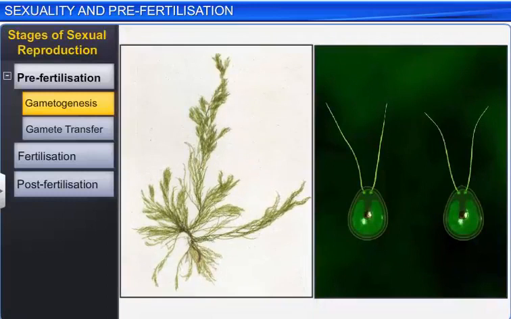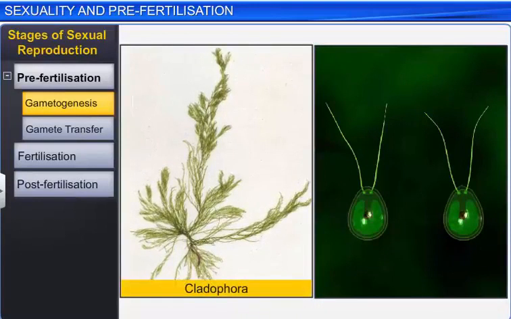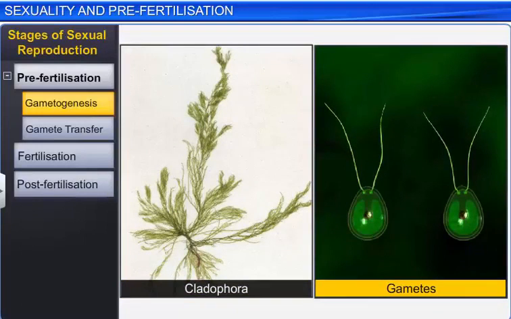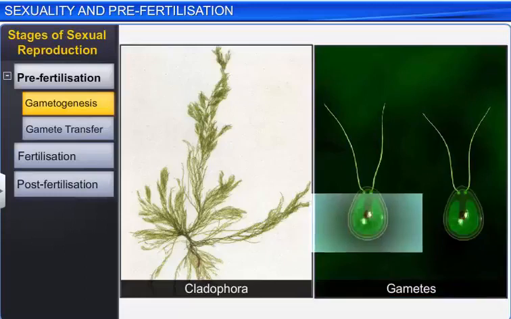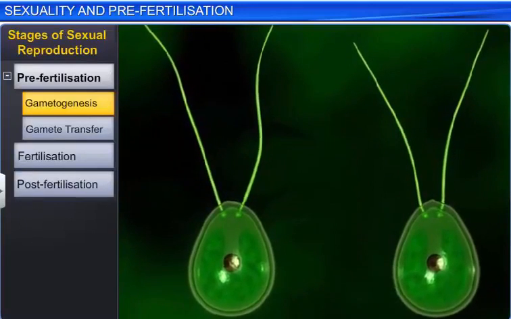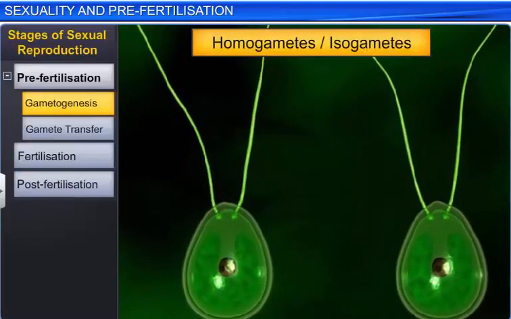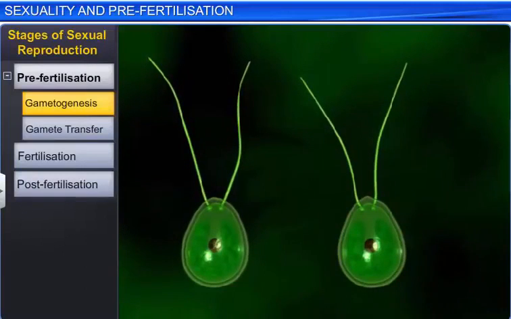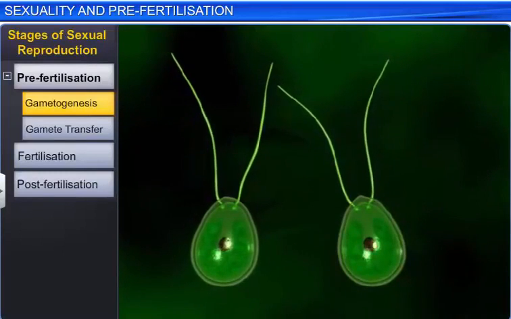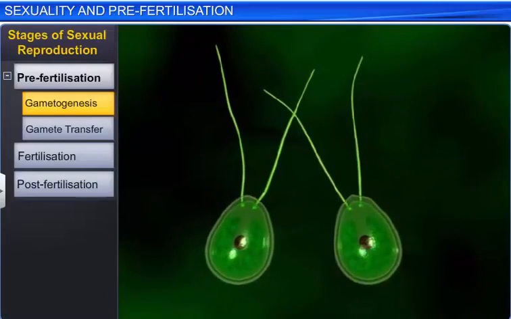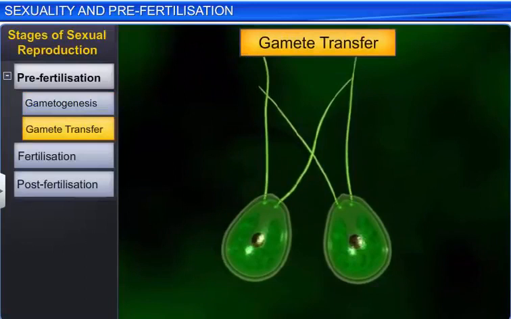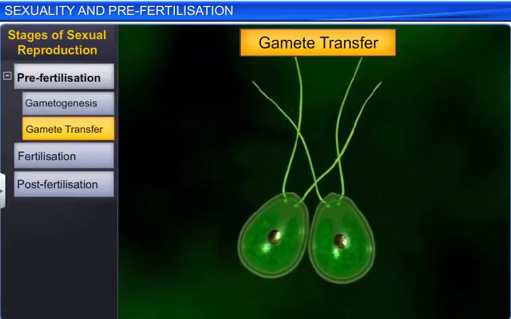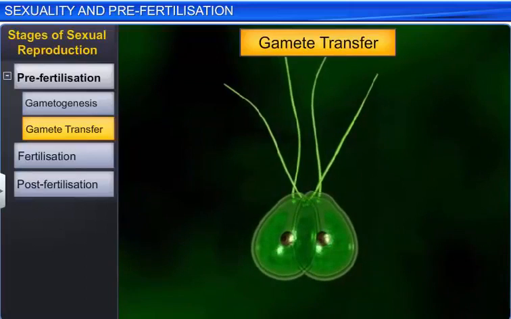However, in the case of some algae such as Cladophora, the gametes are so strikingly similar that it is not possible to categorize them as male and female gametes. Such gametes are therefore called homogametes or isogametes. Regardless of whether they are homogametic or heterogametic, the formation of gametes is followed by gamete transfer, a process during which male gametes are brought in proximity with female gametes.